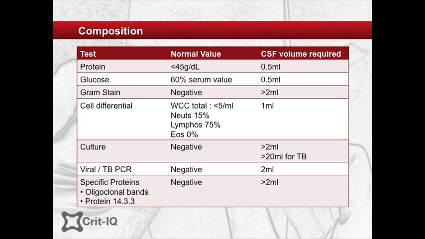Cryptococcal antigen testing can also be performed, and this is up to 95% sensitive. Protein 14-3-3 is suggestive of CJD, but again is non-specific.